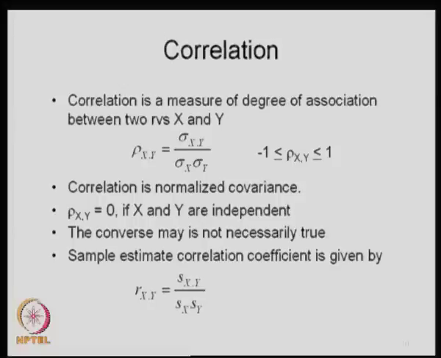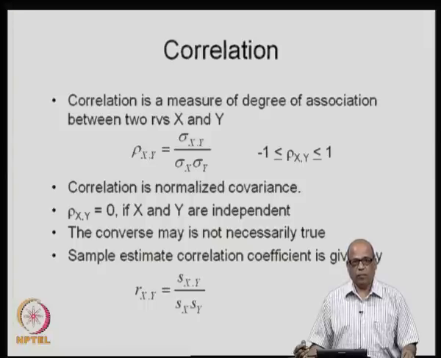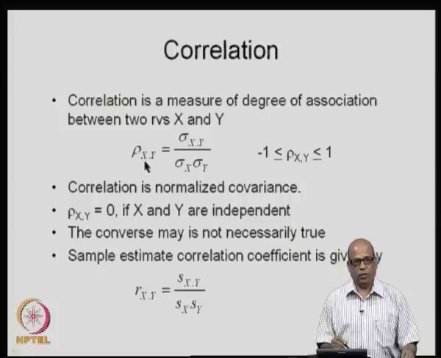Now, from the covariance we move on to an important concept called the correlation. So, the correlation is actually a measure of the degree of association between two random variables x and y. As you can see from the definition, we define the correlation rho x y as the covariance sigma x y divided by the standard deviation of x multiplied by the standard deviation of y. This is a normalized covariance.